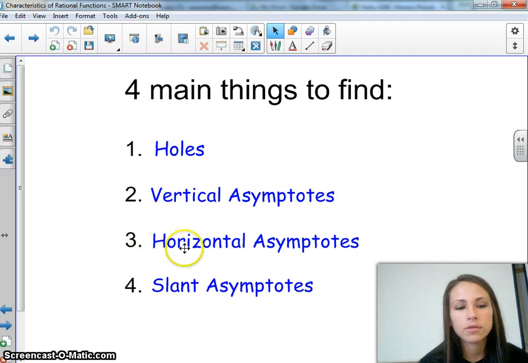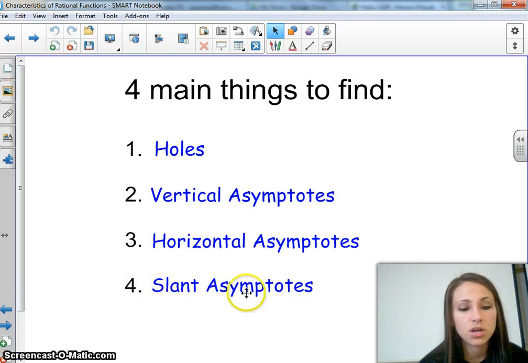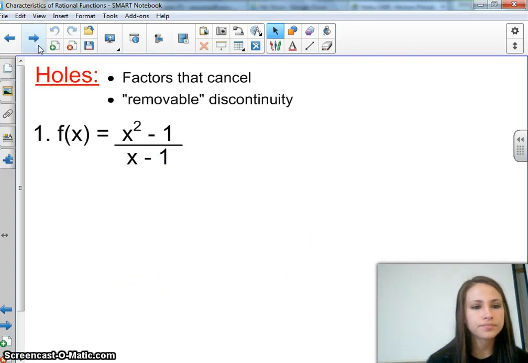You may have looked at these few things before, but maybe not slant asymptotes in Algebra 2 or Integrated 2 or whatever you've taken. So we're just going to review these three and then go over how to find this. And this will also have to do with our long and synthetic division, so you'll see why we did all that stuff. So holes are the first thing.